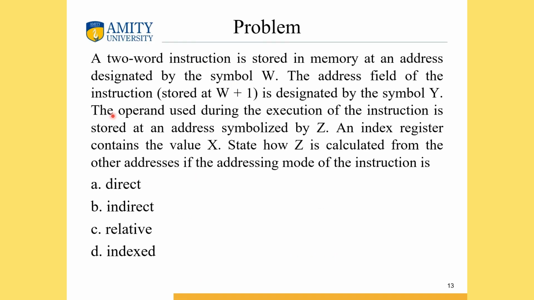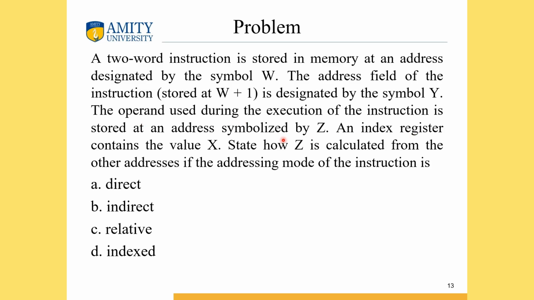Now considering this question, we can see a two-word instruction is stored in memory at an address designated by the symbol W. So W is the address in the memory for the instruction. The address field of the instruction is stored at W plus 1 and is shown by the symbol Y. The operand that we'll be using for the execution of the instruction is stored at an address shown as Z. So the operand is at an address Z.